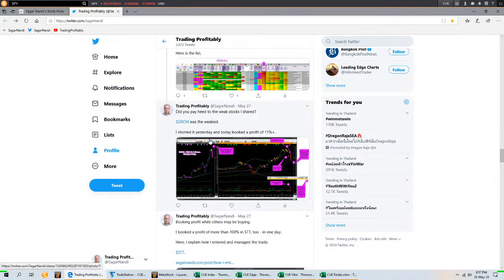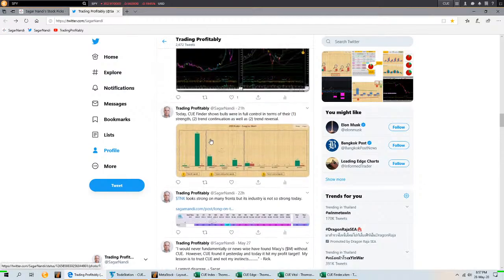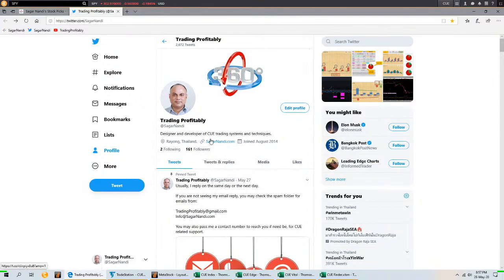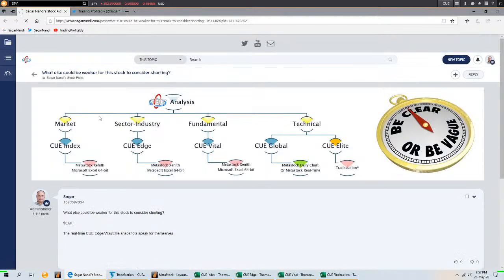That is how I am able to trade long direction, short direction. I can trade in the middle also, and I am very comfortable trading at the very bottom or at the very top. Today I shared a trade idea on this stock EQT.